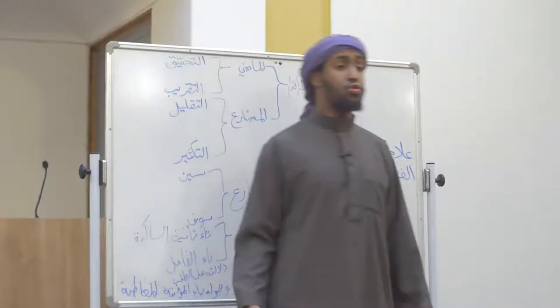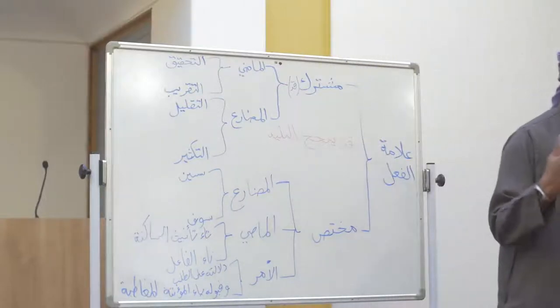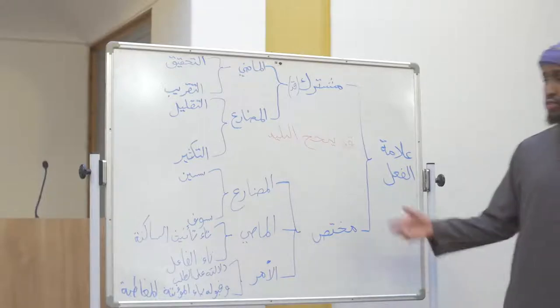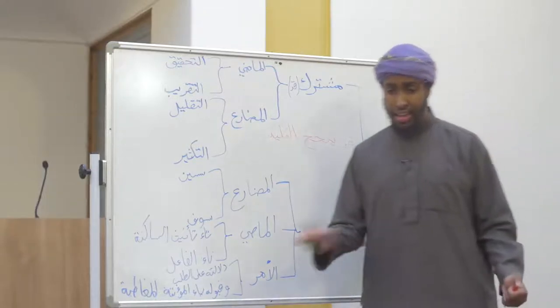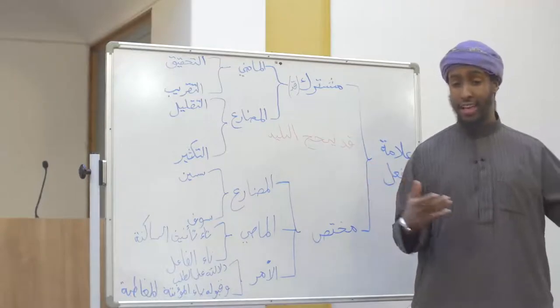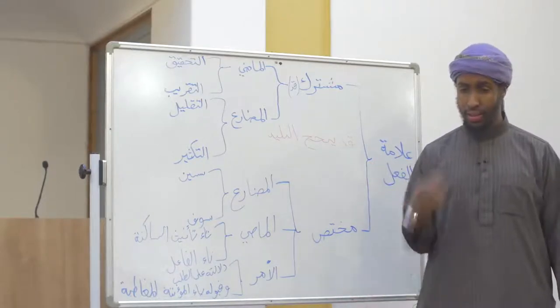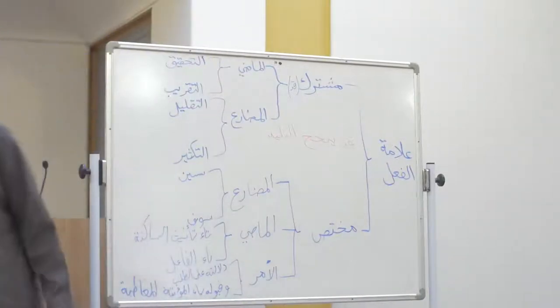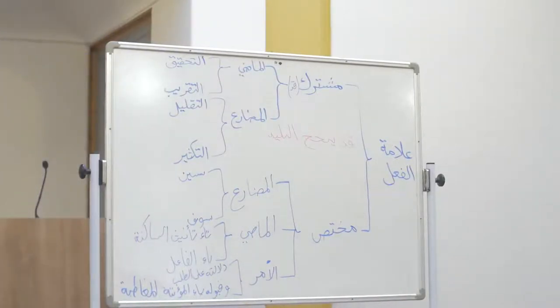For example, qad yasduqu al-kadhub, the compulsive liar might tell the truth. If you say that, it means that he's a compulsive liar, but this time he tells the truth, and what he's saying is the truth. Are you with me? Qad yasduqu al-kadhub. That's good.